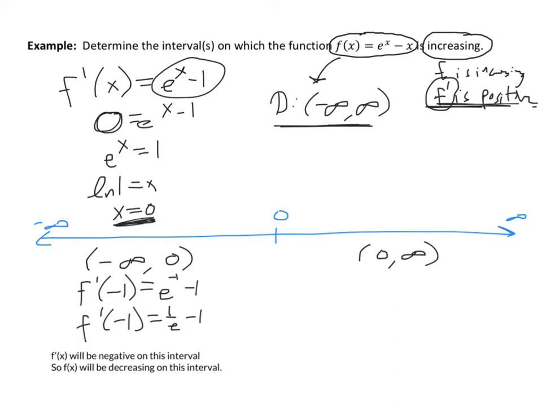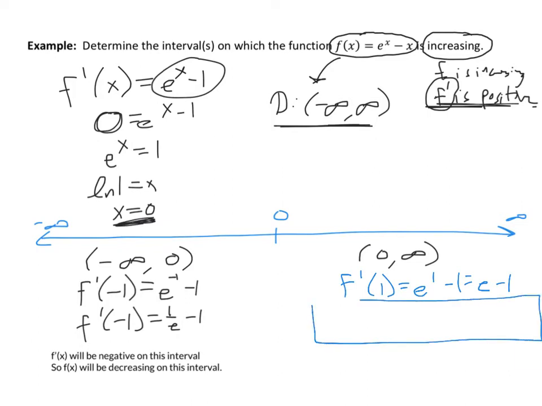Okay? Now I'm going to do the exact same thing over on the other side. I'm going to pick another representative, 1, from this interval. F prime of 1 would be e to the 1 minus 1. This is e minus 1. That's really clearly positive. And so now I can write a really similar statement over here.